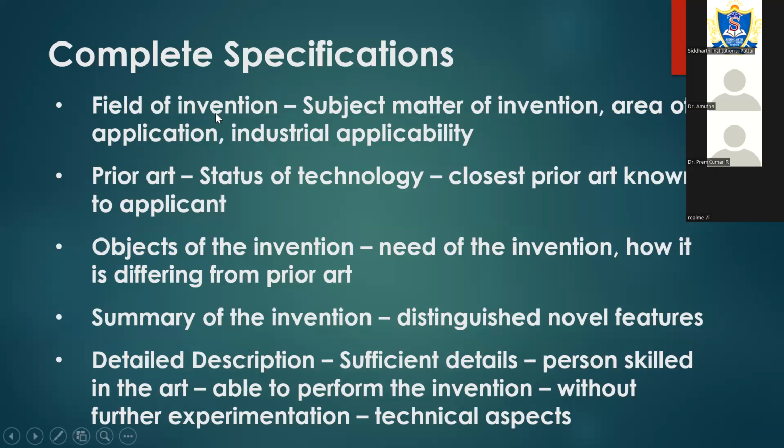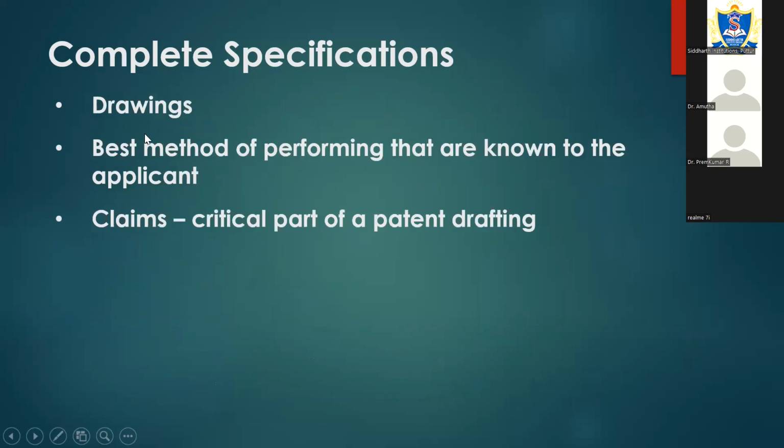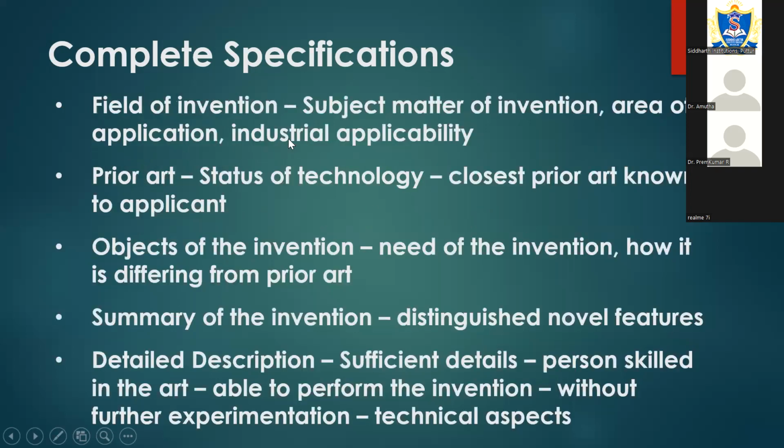First is the field of invention. Second will be your prior art, and third will be your objects of the invention. Fourth will be a summary, then detailed description, drawings, and best method of performing, and claims. These are the things that should be available in the complete specifications. First is the field of invention. It has to state which field the invention relates to.